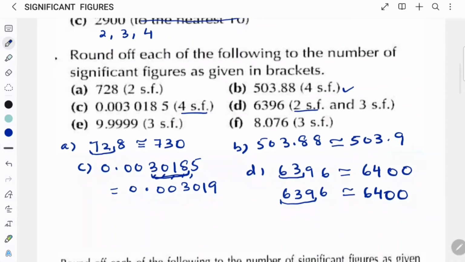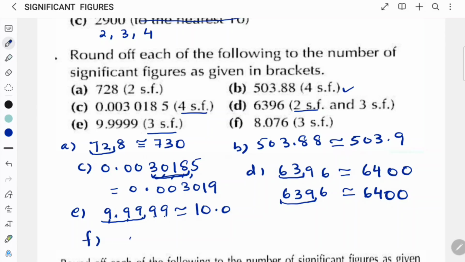Okay, now part E, 9.9999. This is 1, 2, 3, 4, 5 significant figures. For 3 significant figures, it's ending here. Because of the 9.99, it will be equal to 10. But with 10 you have to keep 3 significant figures, so just write down 10.0. It is 3 significant figures.